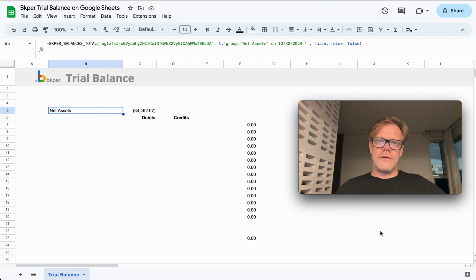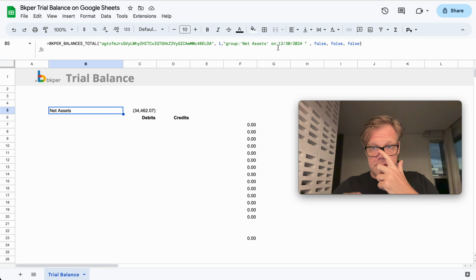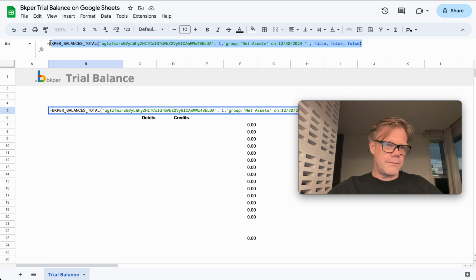In one of the other videos, Camp asked us to explain the Bookkeeper trial balance. So let's have a look at that. Okay. So here we have the Bookkeeper balances total function, which will give me the total balance value of all my debits and credits, in this case assets and liabilities, on the 30th of December 2024.